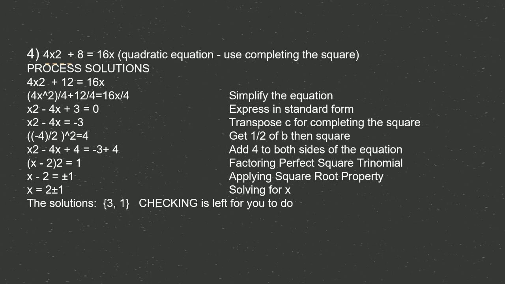Next, transpose c or the constant to the right, which makes x squared minus 4x equals negative 3.